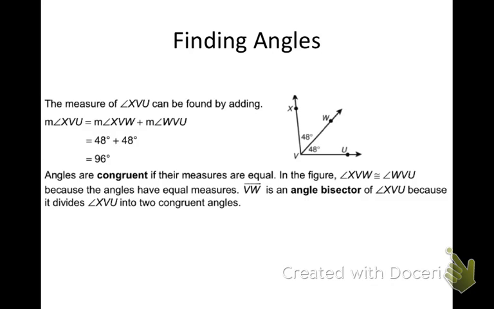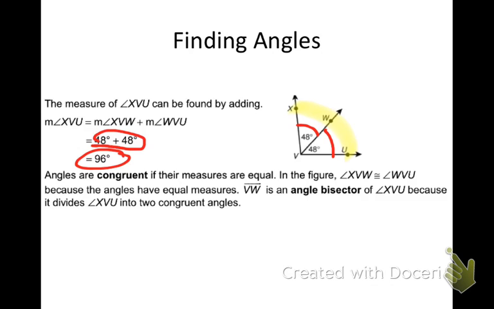Okay, last thing we do, we can find angles. Just like we were talking about with measures, like we did yesterday with segments. If I had two angles, for example here, if I say that XVW is 48 degrees and WVU is 48 degrees, how could I find the big angle here? What do you suppose I would do? I would add them. I'd take 48 plus 48, and the big angle is now 96.